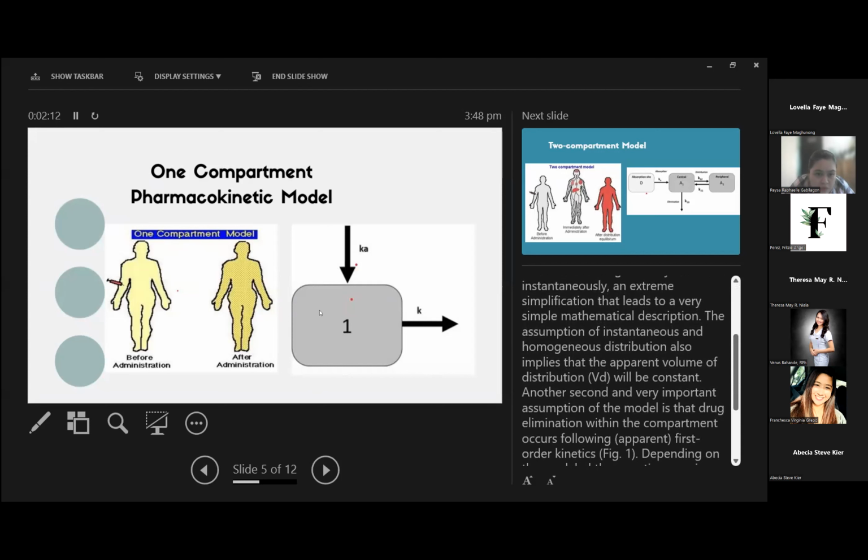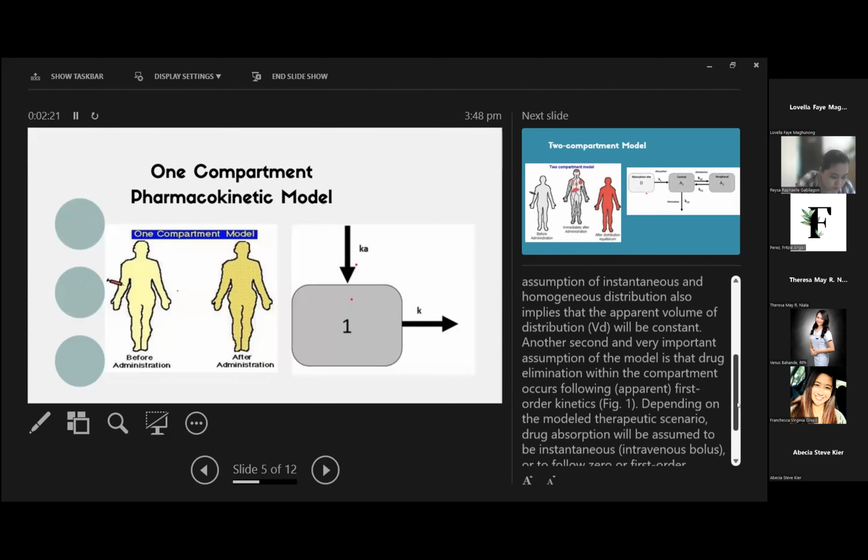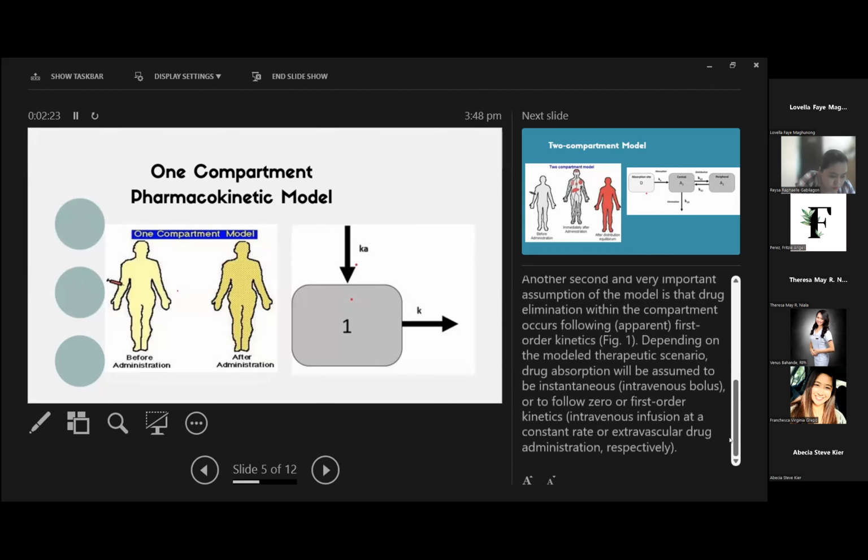be constant. Another second and very important assumption of the model is that the drug elimination within the compartment occurs following first order kinetics. Depending on the modeled therapeutic scenario, drug absorption will be assumed to be instantaneous or IV bolus, or to follow zero or first order kinetics.